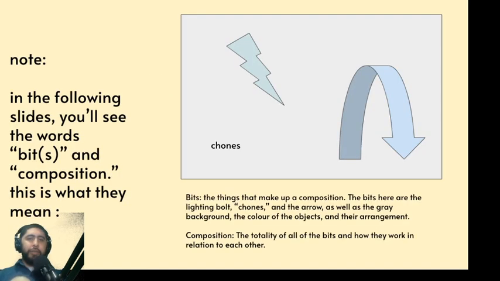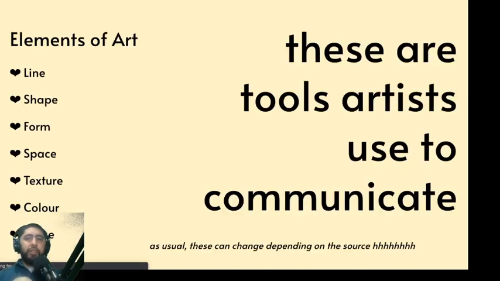All right, so first we're going to talk about this. In the following slides, you'll see the terms bits and composition. Bits means the things that make up the composition. So these are this lightning bolt, this arrow, this word chonies. These are the bits, and all of this put together within this white rectangle, that's the composition. So composition means the whole of the parts. I could have said parts instead of bits, but it's more distinct.